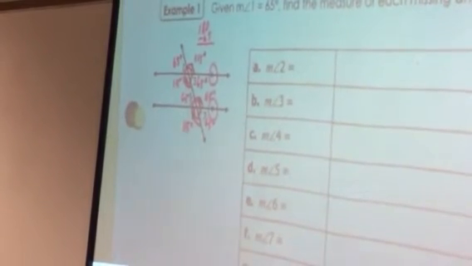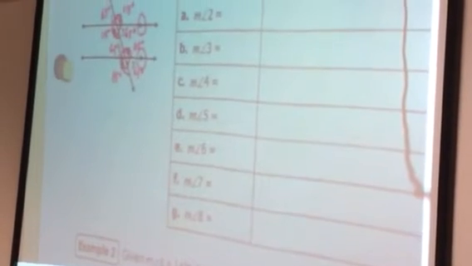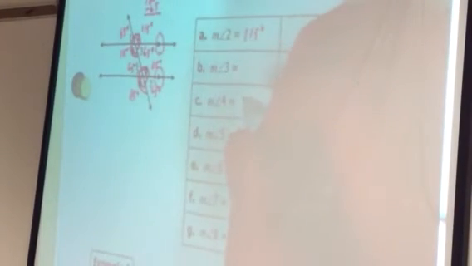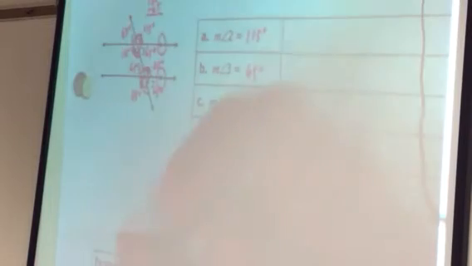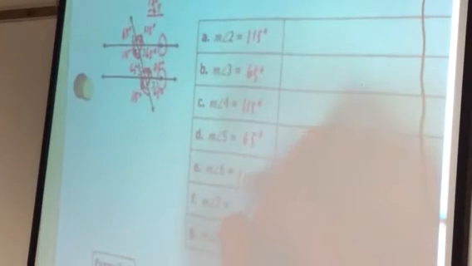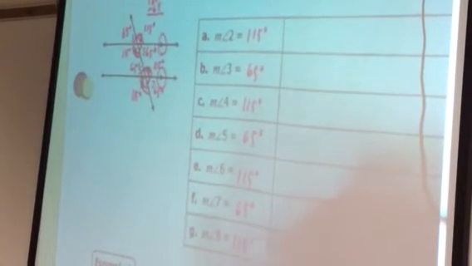And so if I actually go down through here and put the values in, it says angle 2, I had 115 in there. Angle 3 was 65 degrees. Angle 4 is 115 degrees. Angle 5 is 65 degrees. Angle 6 is 115 degrees. Angle 7 was 65 degrees, and angle 8 is 115.